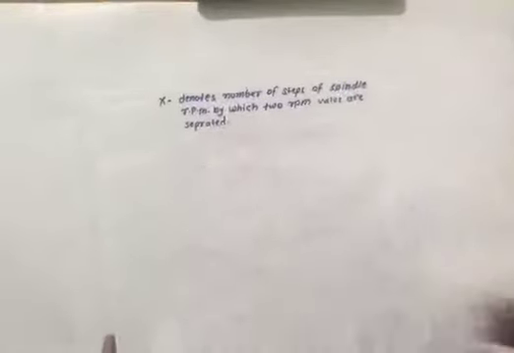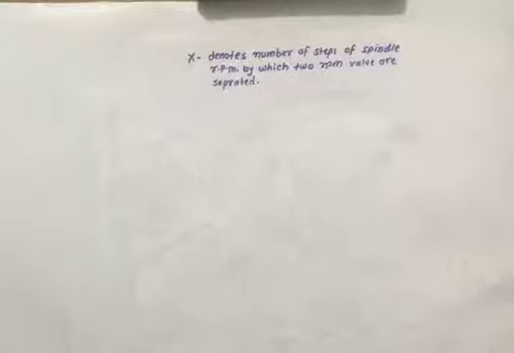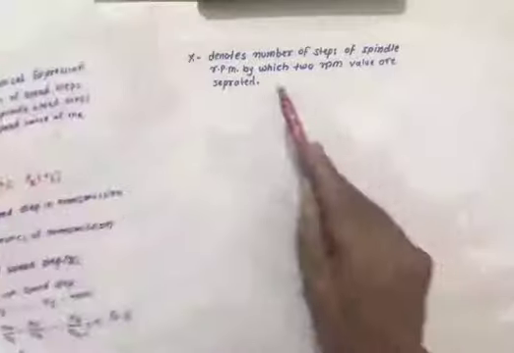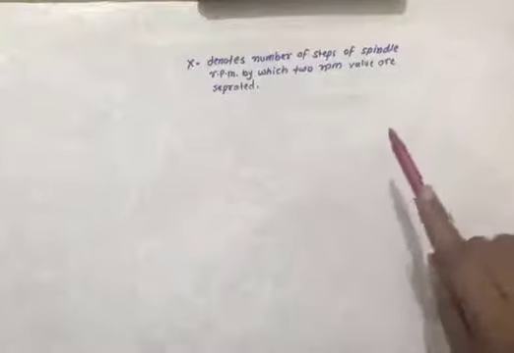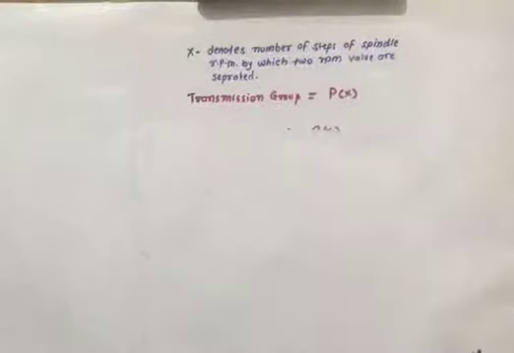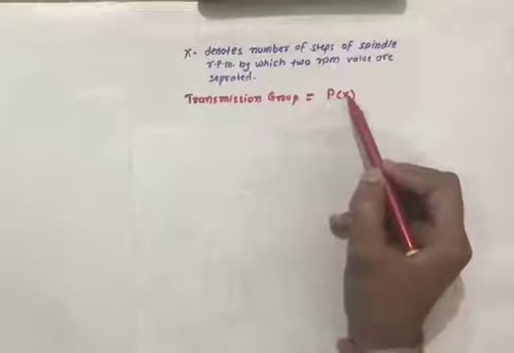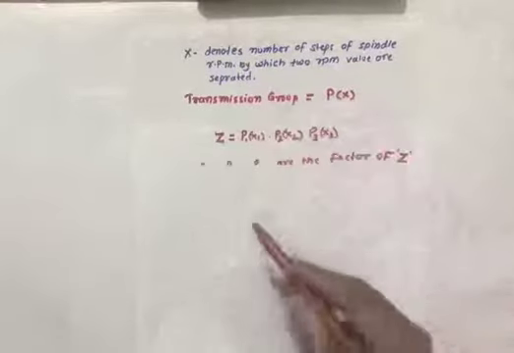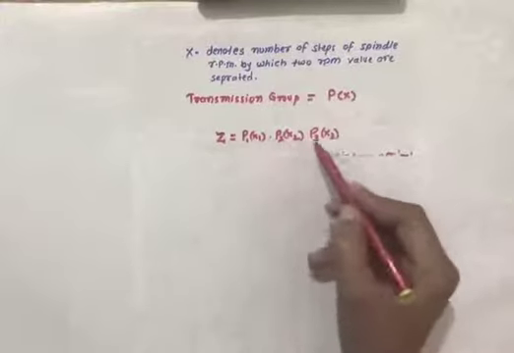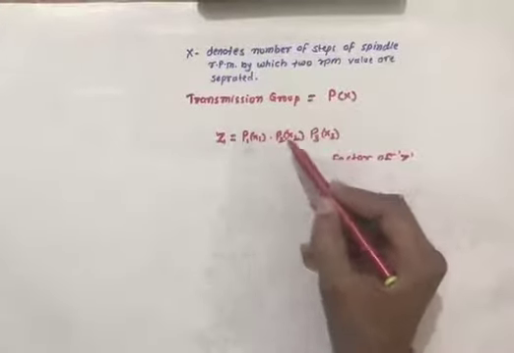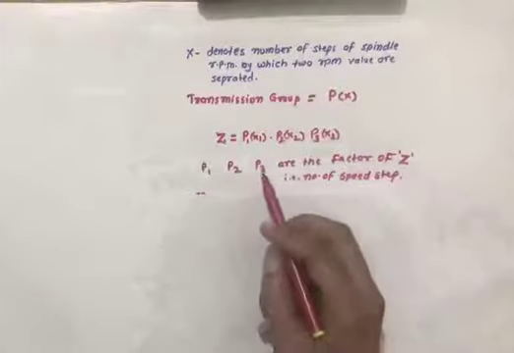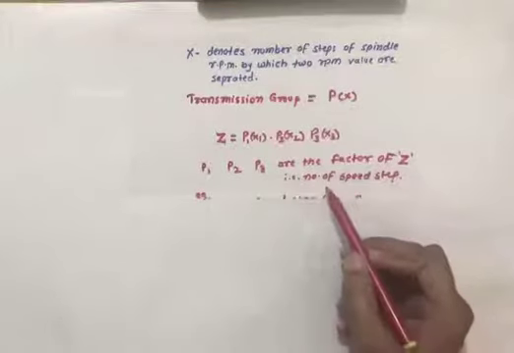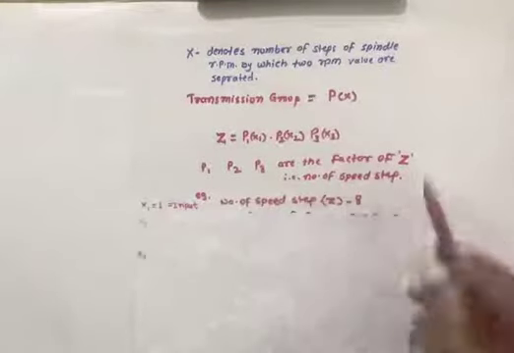Where x denotes the number of steps, K is equal to phi raised to x. This x denotes the number of steps in the spindle RPM by which two RPM values are separated. Now the transmission group, that is P into x, is known as a transmission group. So Z is equal to P1 x1, P2 x2 and P3 x3, that is one transmission group, another transmission group and the next transmission group, where P1, P2, P3 are factors of Z, that is the number of speed steps. We'll see in the example.